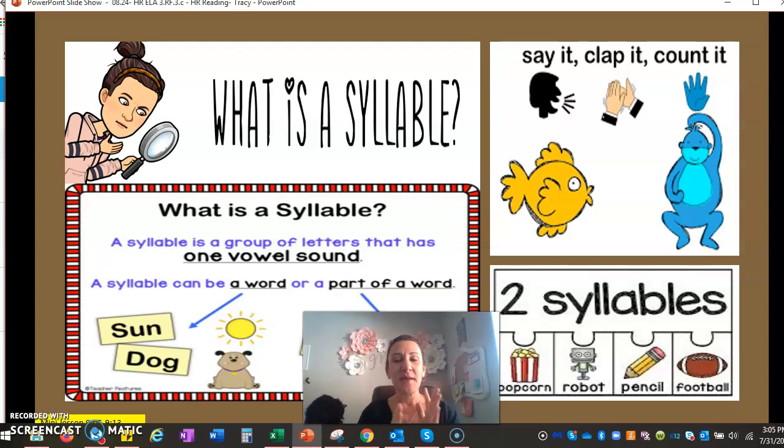Now think about the word pencil. Pencil. Use it in a sentence. I like to write with a pencil. Your turn. Very nice. So when you're thinking of syllables, make sure you say the word, you clap the word, you count your syllables.